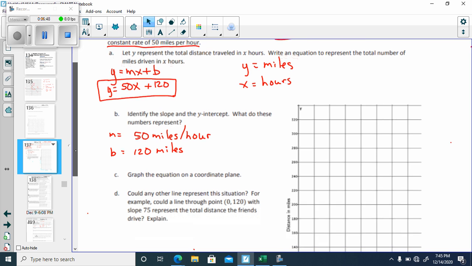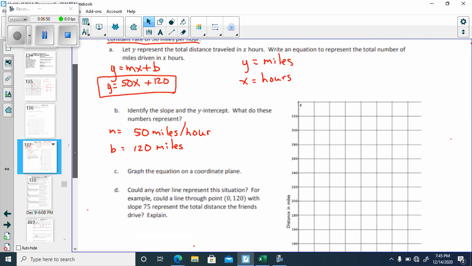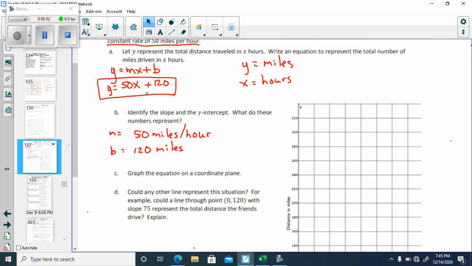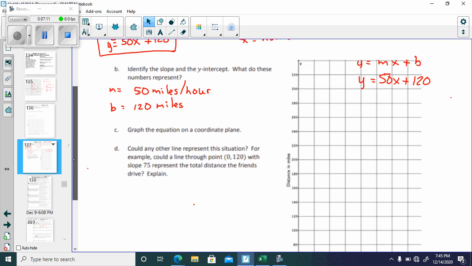Now this says, go ahead and graph the equation on a coordinate plane. We know how to graph when we've got a line like this: y is equal to 50x plus 120. We know when we're graphing that we start with our b. This is our y equals mx plus b. We start at our b. b is our starting point. It's where we begin. b means begin.